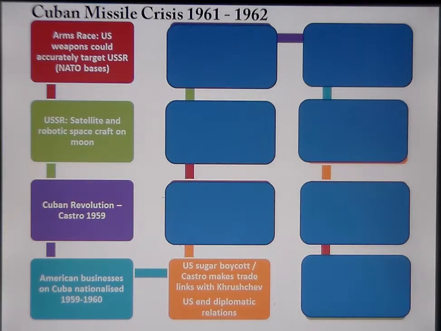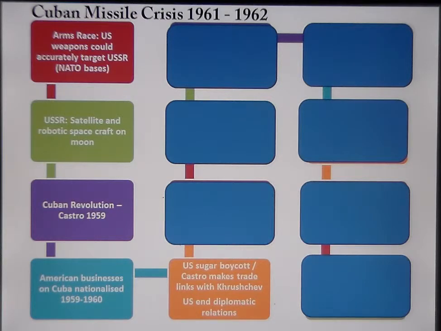Now, in response, the Americans boycott Cuban sugar, and this was one of the biggest trade links the Cubans had, so it's going to cause massive problems for the Cubans. So they're looking around for another market, and at this point Khrushchev steps in and offers to buy Cuban sugar, and in return they will sell Cuba Soviet oil.